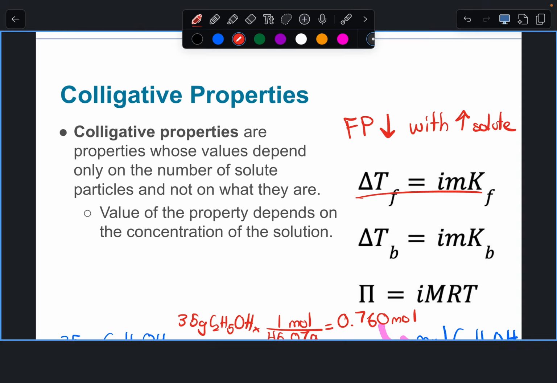The boiling point is basically the same equation, different constant, but it still tells you the change in degrees. But for boiling point, the boiling point goes up. So boiling point increases with increasing solute.